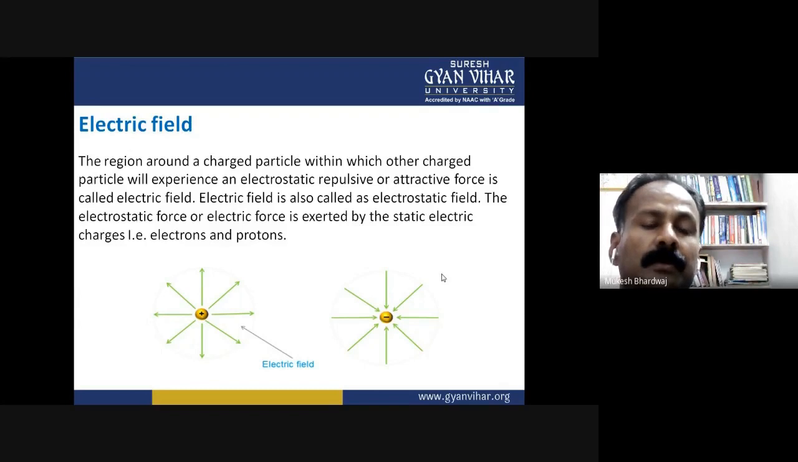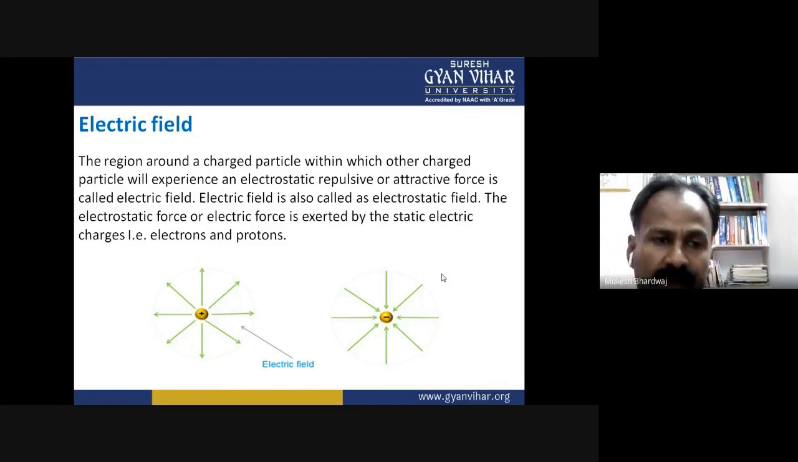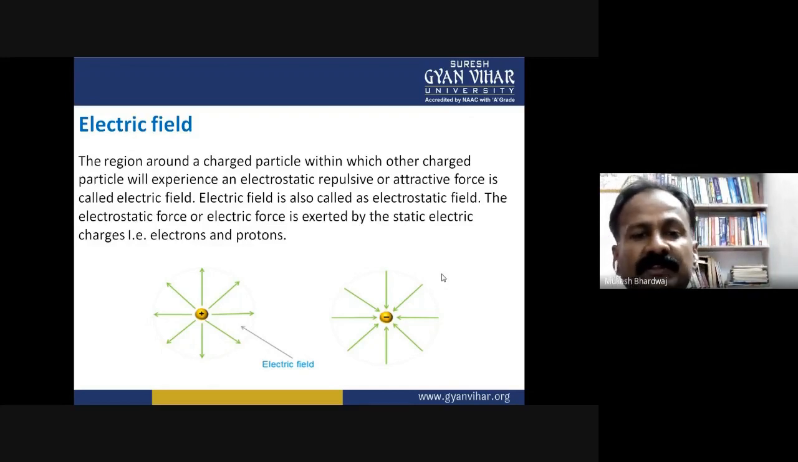Now, if you have gone through the gravitational field or gravitational forces or gravitational theory, we find the formula of electrostatic force and the gravitational force is almost similar. In addition to the electrostatic force between two charged bodies, there also exists a gravitational attraction between them.